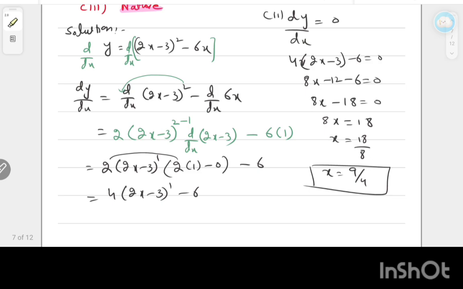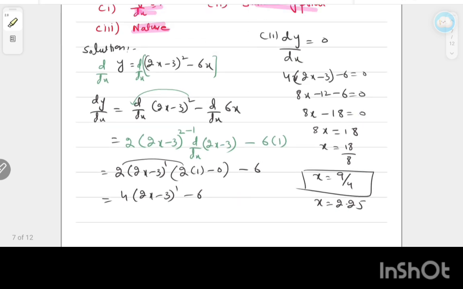Numerically we can also find 9 by 4. Just check the calculator: 9 divided by 4, we got 2.25. Okay, next we have to find the nature.